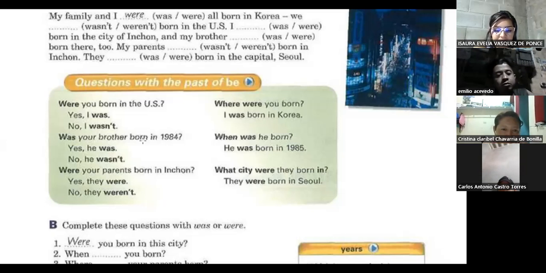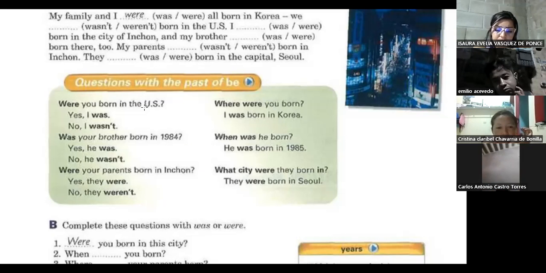Was your brother born in 1994? Yes, he was. No, he wasn't. All right. Were your parents born in Incheon? Yes, they were. No, they weren't. Okay. Vamos a ver. Entonces, preguntemos con lugares de nosotros. Okay. Were you born in San Miguel? Were you born in San Miguel?